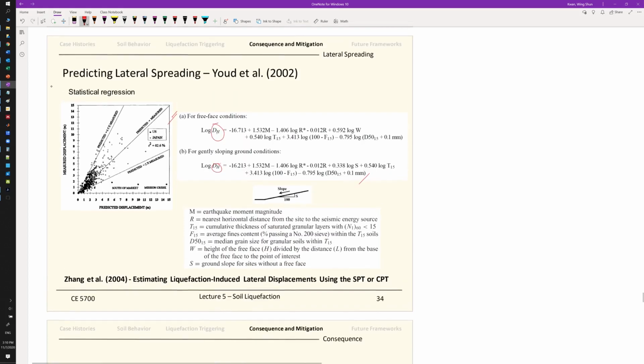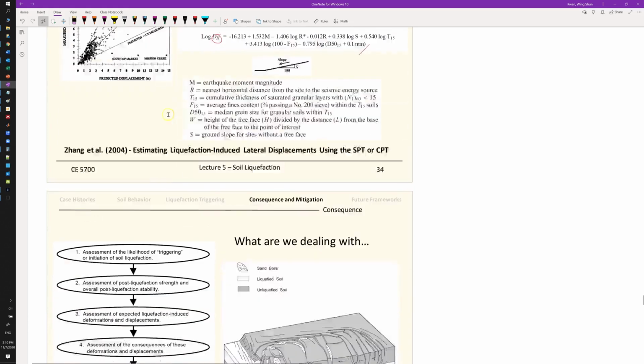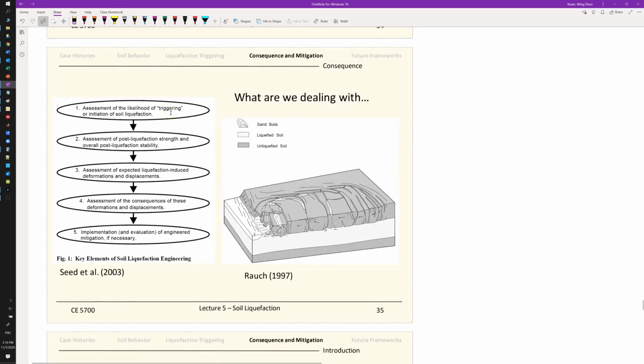So this is another very handy set of equations or estimations for you to estimate the consequence of soil liquefaction, for the lateral spreading. So this is the consequence. Actually, it is really complicated, and at the end of the day, when liquefaction happens, it's not either or. You have both consequences. So just to give you a picture of when soil liquefaction happens, you have spreading and also settlements happening together, and this is really a mess.